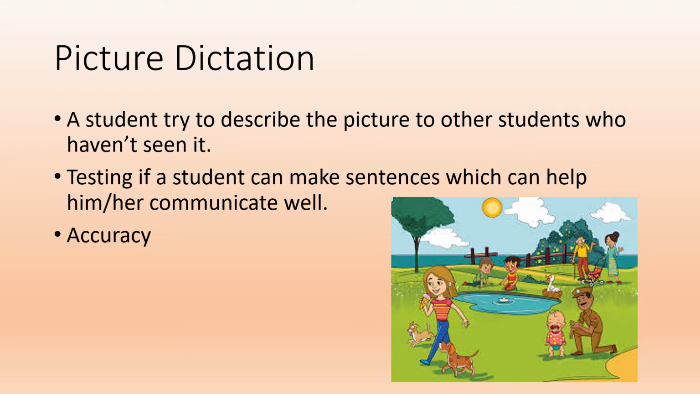Picture dictation is a type of performance test. This is where you ask students to work in a group or as a class. You call up one student to look at the picture, you give the picture to that student, and ask them to describe it to the rest of the group or the rest of the class. Students would then try to imagine what was being said, and they would either write or draw what is being said. So, this will test if the student can make sentences, which will help them to communicate well, right? This is also to test accuracy.